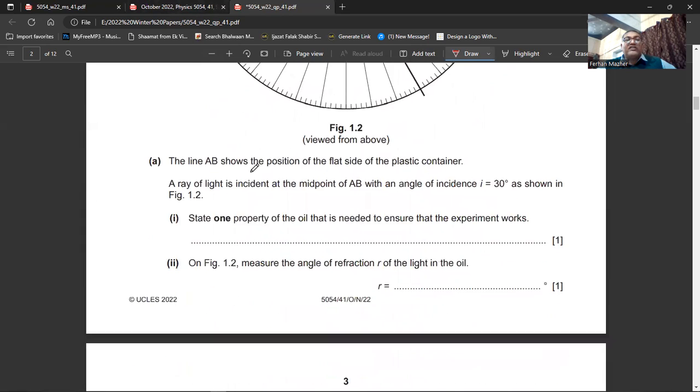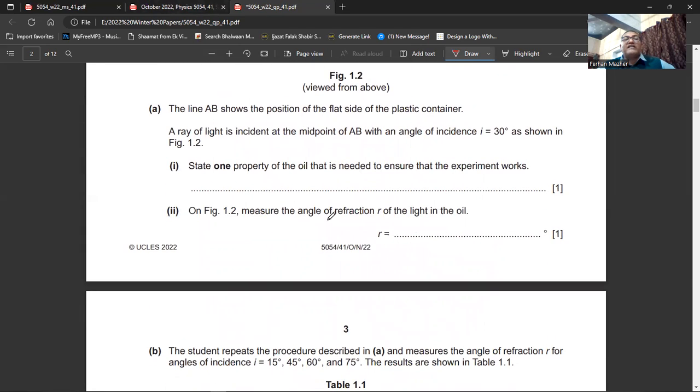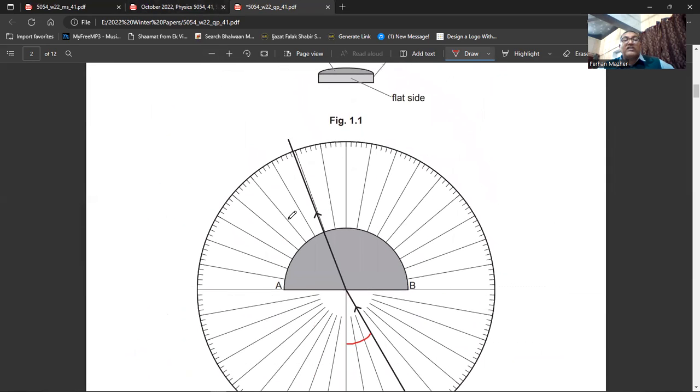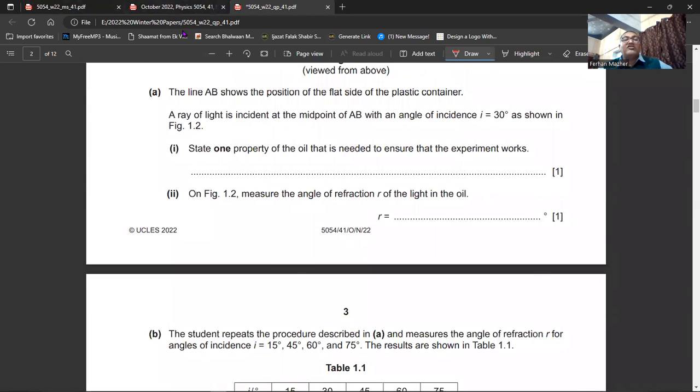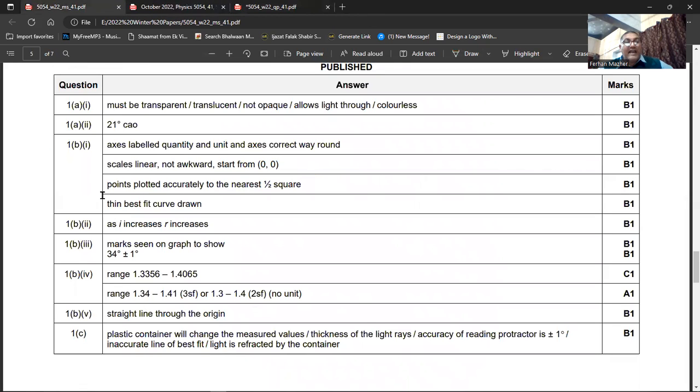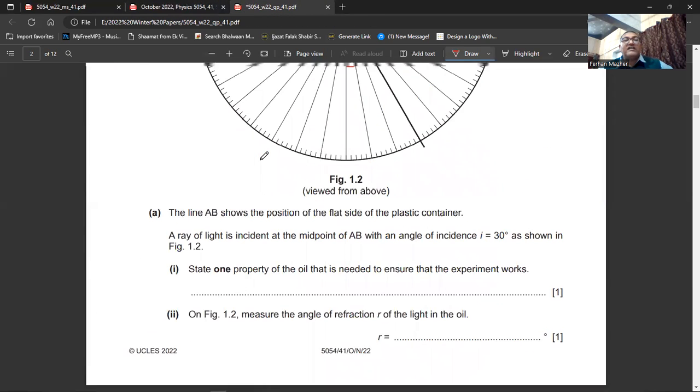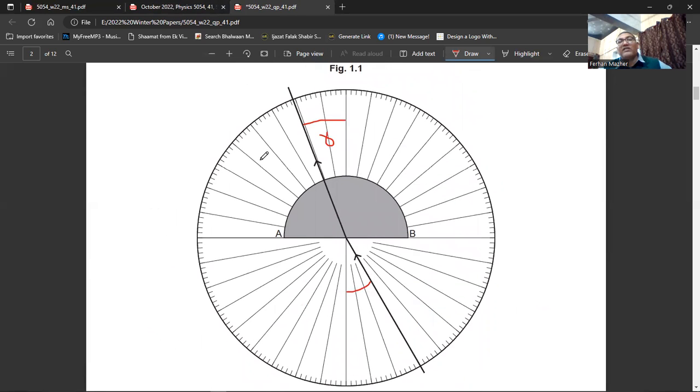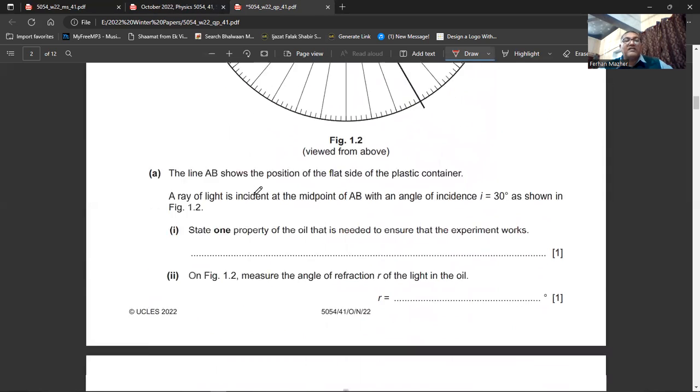Then the question is, on figure 1.2, measure the angle of refraction r of the light in the oil. So the angle of refraction is this angle. So how much is this? This is 10, 20, 21. So the angle of refraction is 21 degrees. I hope you can see this is 21 very easily. You can measure it from the protractor, which is shown in figure 1.1.